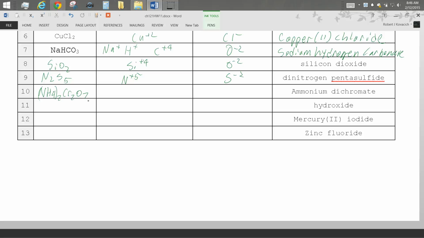Why are there 2 ammoniums? Because the charge on dichromate is -2. Right. The oxygens are a -2 charge. The nitrogen is a -3 charge. The hydrogen's a +1 charge. And that makes my chromium a +6 charge. Is the ammonium in parentheses? Yes, because there are 2 NH4s.